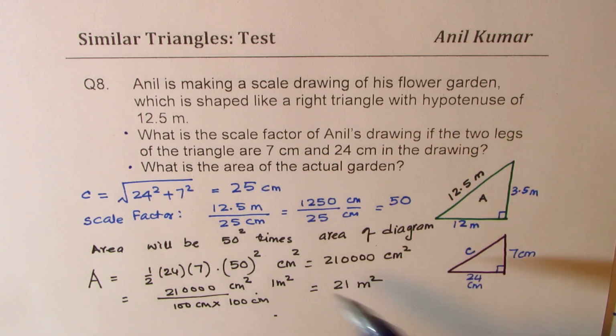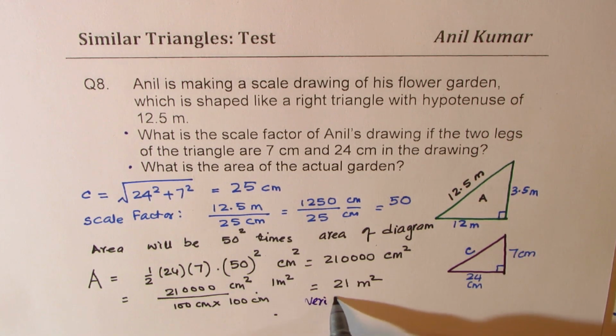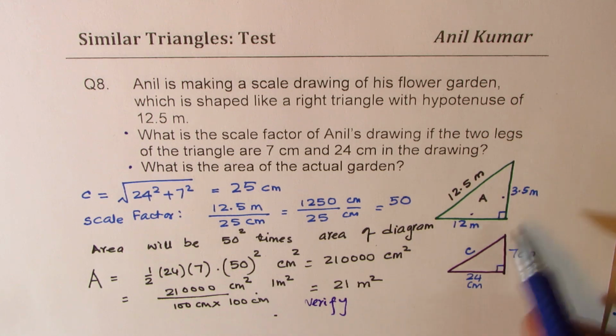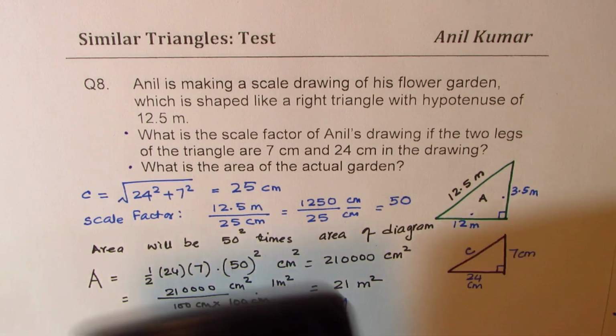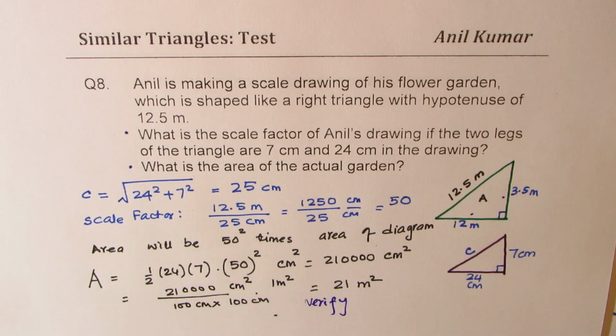Now, why have I taken this time to solve? So that you understand how to solve these questions and convert units. Now, what you can do is verify using these dimensions. Do you see that? Half of this should give you 21. That's the whole idea. So we can verify now. We get 12 times 3.5 divided by 2 equals 21. Perfect. So that is how you could verify also. I hope all the steps are absolutely clear.